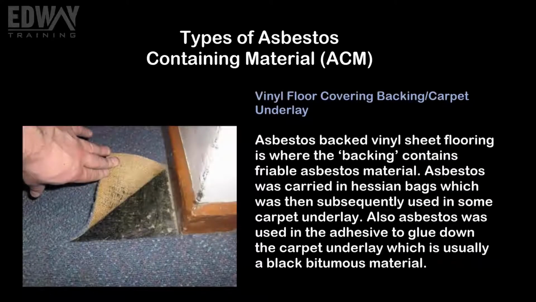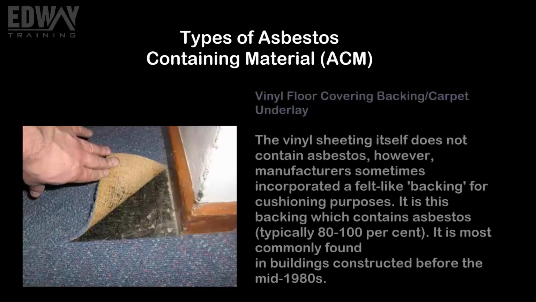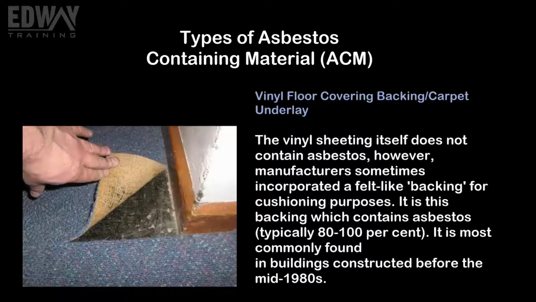Asbestos-backed vinyl sheet flooring is where the backing contains friable asbestos material. Asbestos was carried in Hessian bags, which were then subsequently used in some carpet underlay. Also, asbestos was used in the adhesive to glue down the carpet underlay, which is usually a black, bituminous material. The vinyl sheeting itself does not contain asbestos, however. Manufacturers sometimes incorporated a felt-like backing for cushioning purposes. It is this backing which contains asbestos, usually 80 to 100%. It is most commonly found in buildings constructed before the mid-1980s.